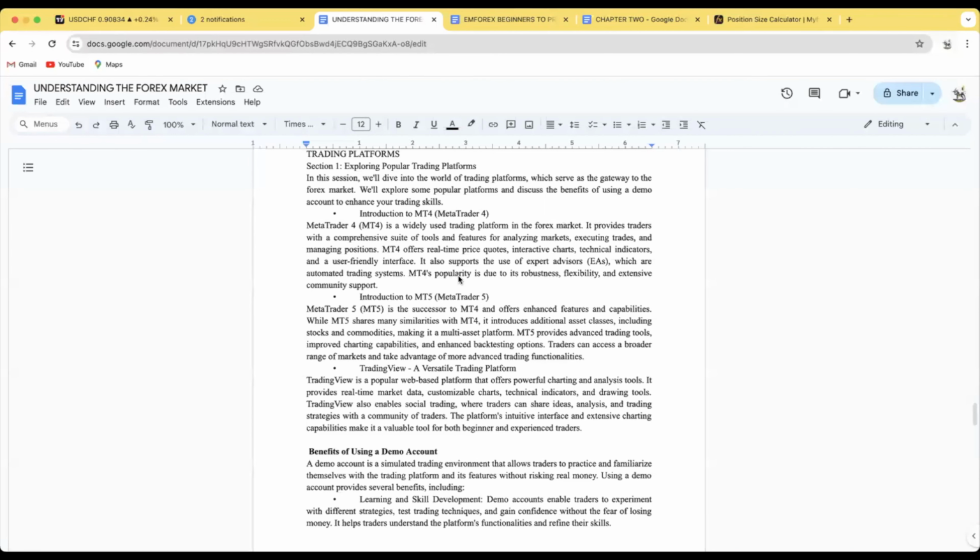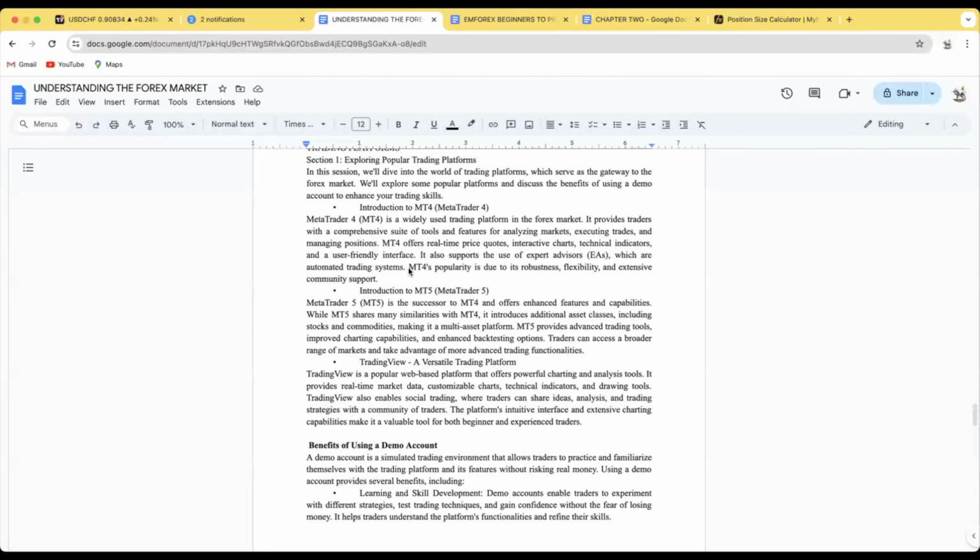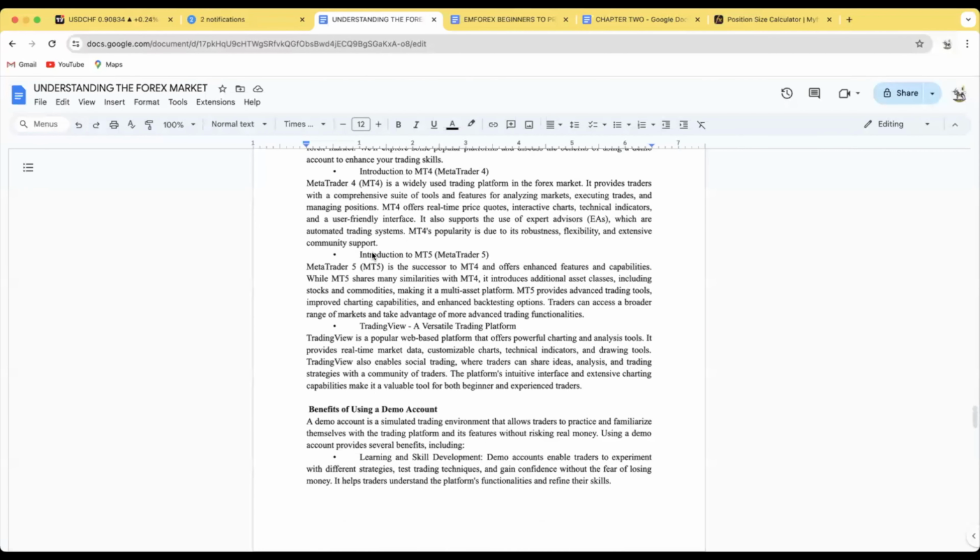Okay, so MT4 popularity is due to robustness, flexibility, and extensive community support. Okay, so with MetaTrader 4, you can have access to certain features, which I just explained and listed right here. Okay, MetaTrader 5 is like the elder brother of MetaTrader 4. Okay, it has a more sophisticated trading interface. Okay, here they did some sweet things.